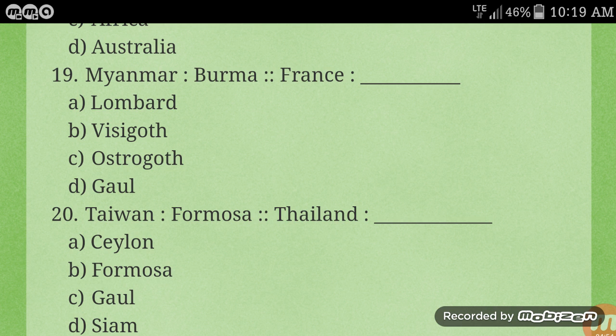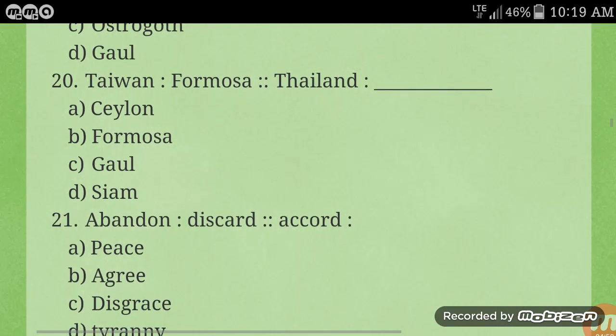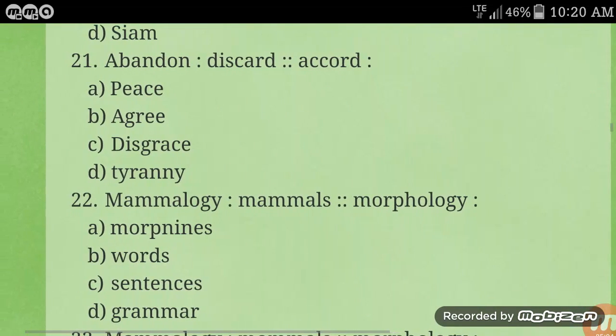Next one, Myanmar. Myanmar's old name is Burma, and France's old name is Gaul. Letter D. Next one, old name of Taiwan is Formosa. Thailand is Siam. Next, abandon means discard. Accord means agree. Okay?